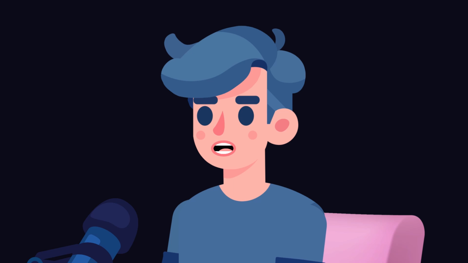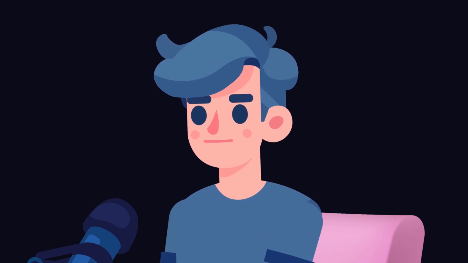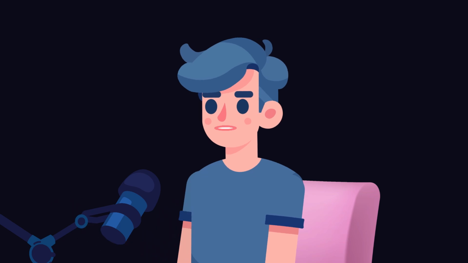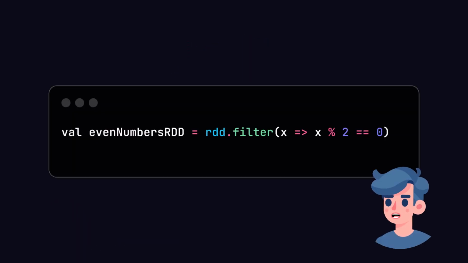Some common transformations include filter, flatMap, and reduceByKey. And some common actions are count, take, and saveAsTextFile. Let's try using the filter transformation. We will filter out even numbers from our RDD.